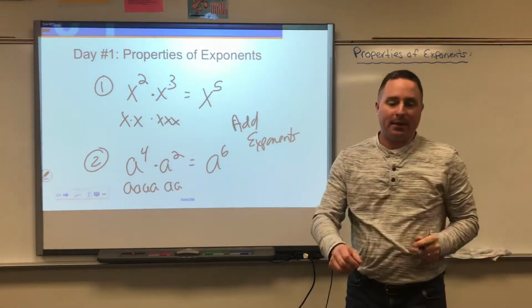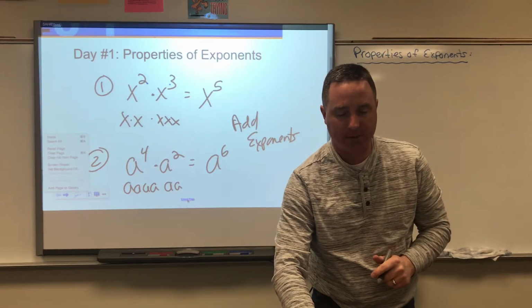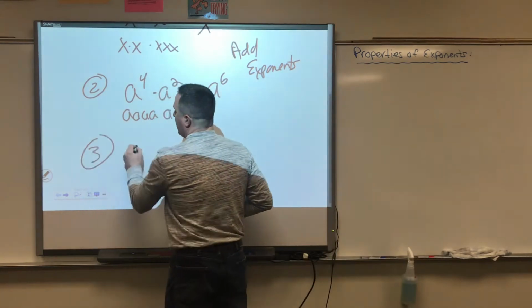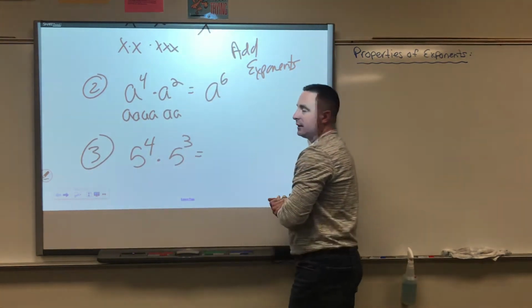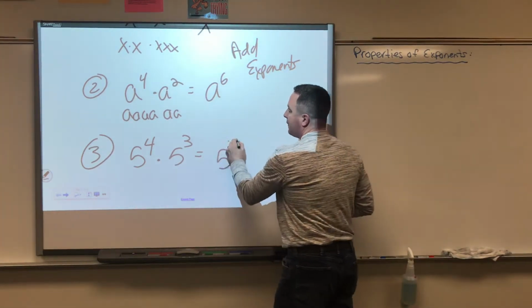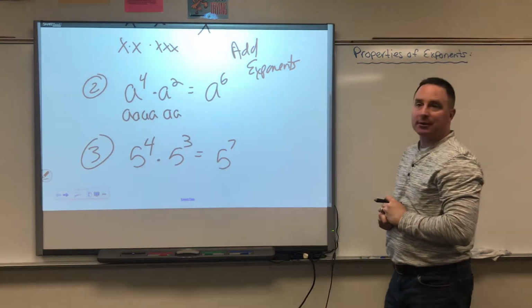It can do it on variables. It can also do it with just regular numbers as well. Let's scooch this up here a little bit. One more here. What if I had 5 to the 4th times 5 to the 3rd? It's not 25. The 5 stayed the same, but it's 5 to the 7th power. Again, we add the exponents together.